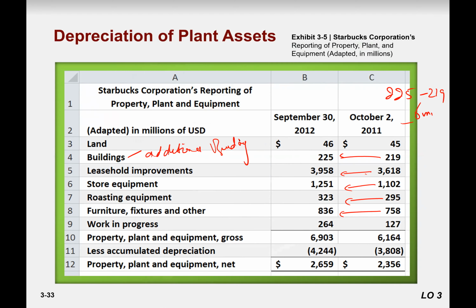Now you can easily find out how much in new buildings they have invested in or purchased. They have purchased $6 million worth of new buildings, right? So the beauty of having accumulated depreciation in our balance sheet account is that it includes all the depreciation. Which kind of depreciation? Accumulated, which means as time passes by, the depreciation is going to be increased.